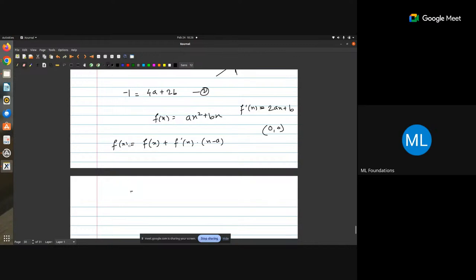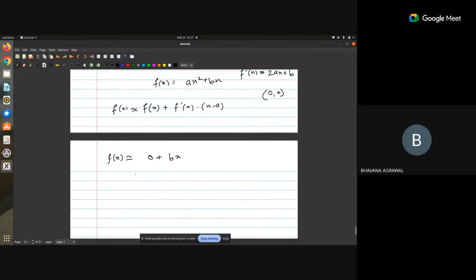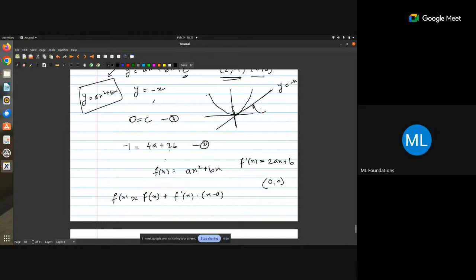So what is the linear approximation here then? C is equal to 0, f of 0 is 0, so everything is 0 here, plus b into x minus 0, which is basically b x, which equals f of x. But what is it from y equals minus x? So this is minus x, right? Minus x equals bx, correct? So b equals minus 1. If b is equal to minus 1, then I'll plug in the value of minus 1 in equation 2, find a. So what is it?